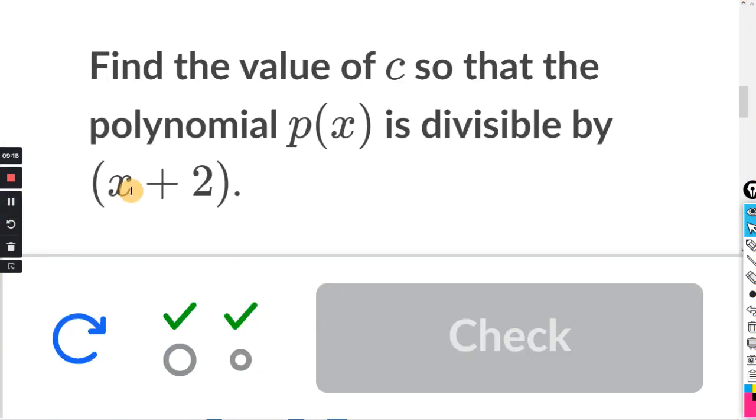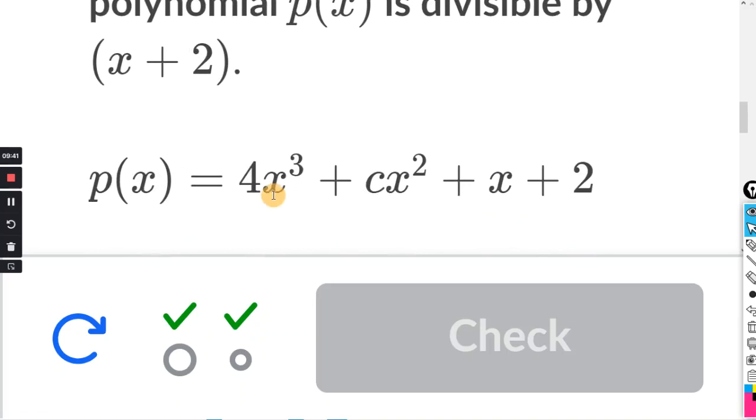All right, I'll just do this one briefly. Find the value of C so that the polynomial P of X is divisible by X plus 2. So when we divide by X plus 2, we plug in -2. And we want to get a remainder of 0 because it's divisible by X plus 2. So plug in -2 and get 0. So just plug in -2 wherever you see an X, set it equal to 0, and solve for C.